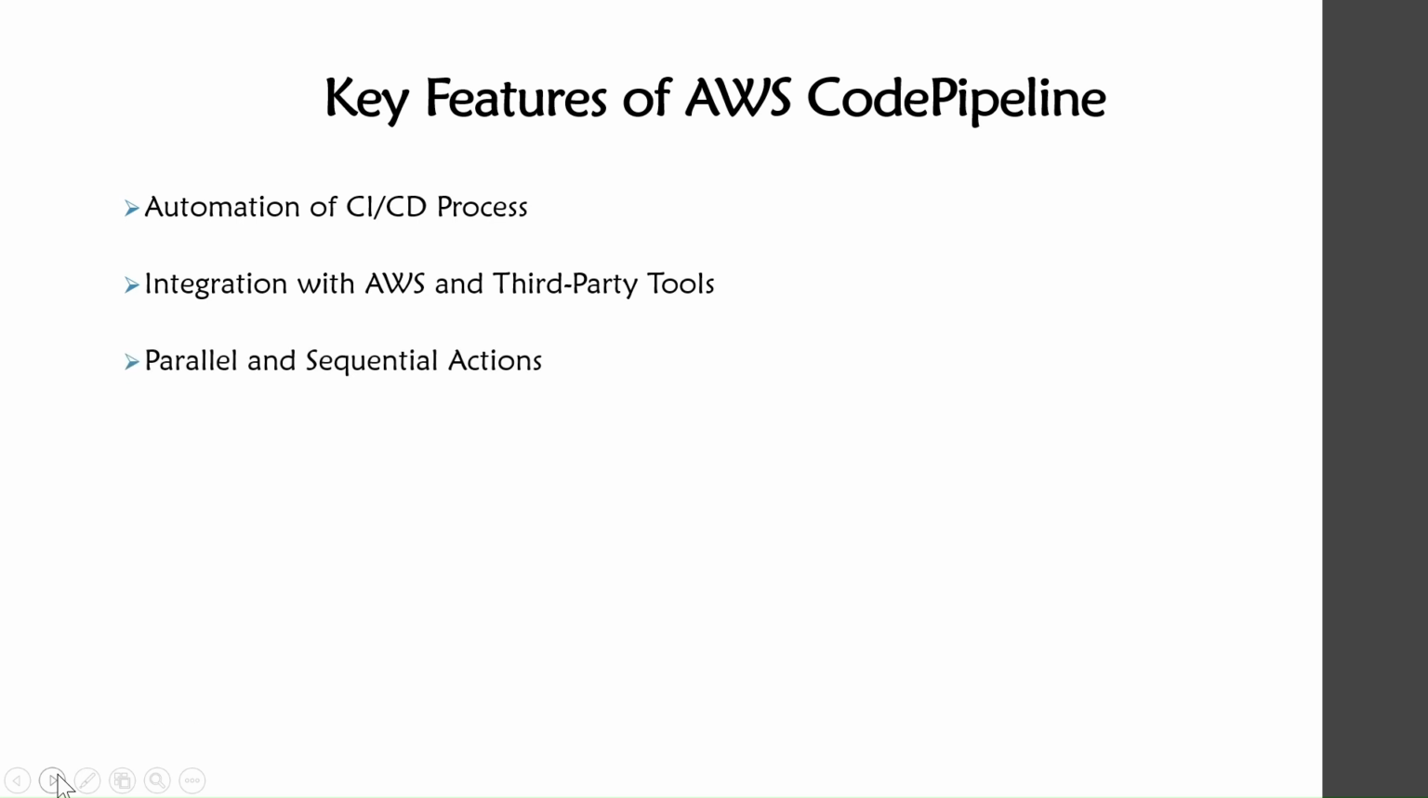The next is parallel and sequential actions. CodePipeline allows for both parallel and sequential actions within different stages. For example, multiple test or deployment tasks can run in parallel, speeding up the pipeline, while some tasks like deployment can be executed in sequence. The next is real-time monitoring and notifications.